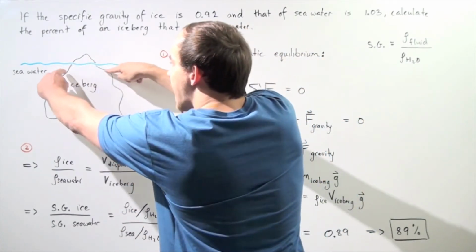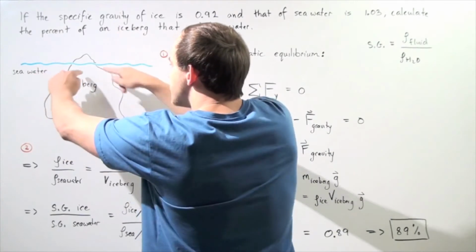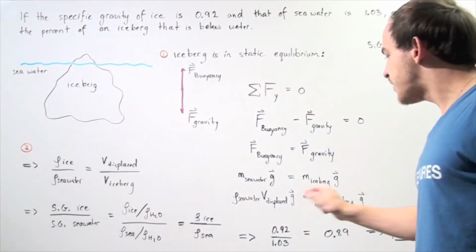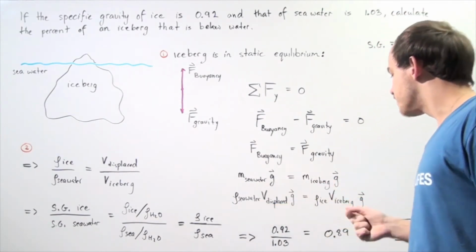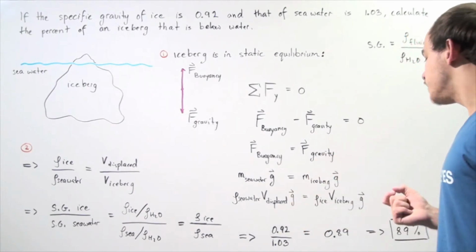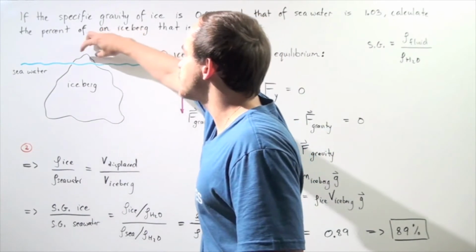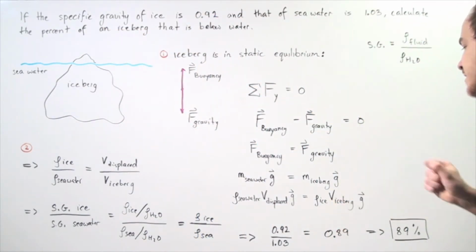So this entire portion that is below our seawater is the volume displaced. So let's represent that with V displaced. And we multiply that by g. This is equal to the density of the ice multiplied by the entire volume of the ice, including this top portion. Let's represent that as V iceberg and multiply that by g.